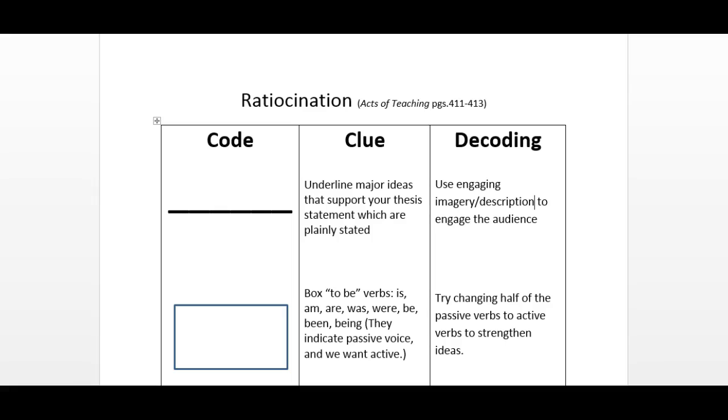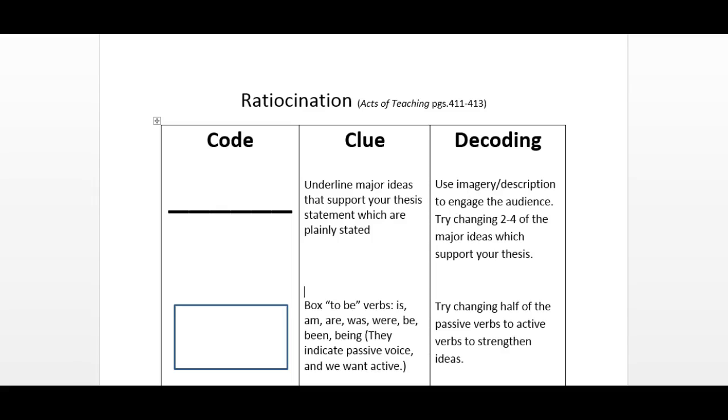And also, I'm going to give them a key number of revisions to make, and I want to make sure that I consider how much is too much, because if you overwhelm the students, chances are they will not meet your expectation. They'll just give up without even trying. Use imagery / description to engage the audience. Try changing 2 to 4 of the major ideas which support your thesis statement.